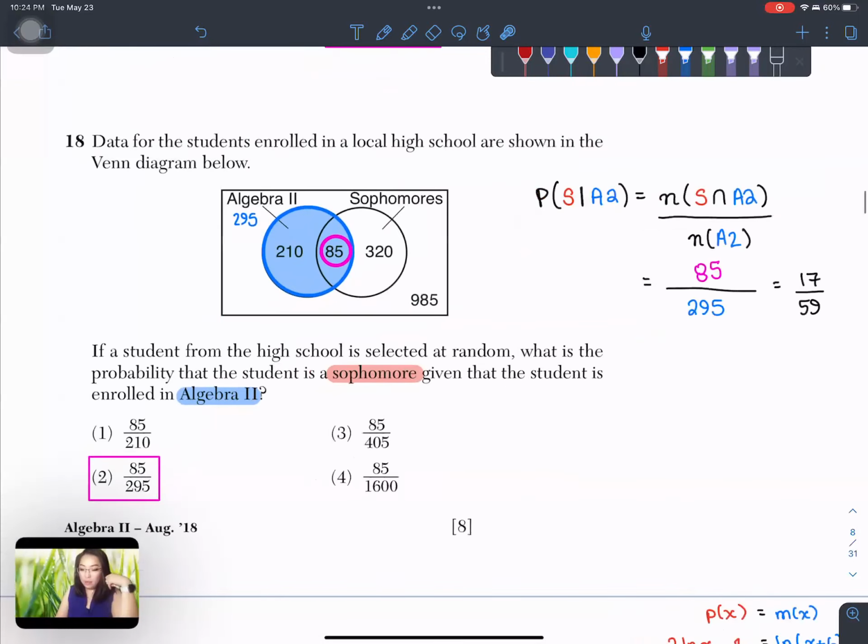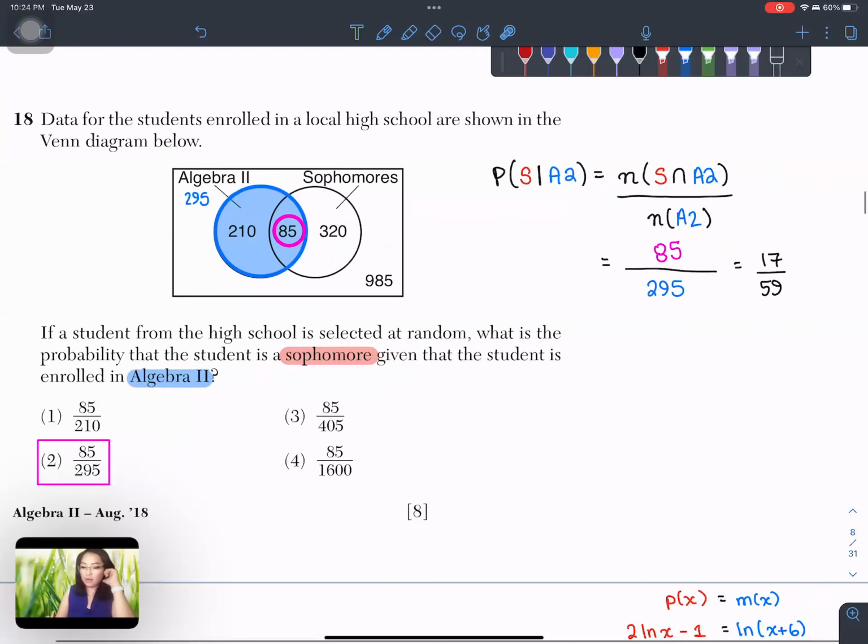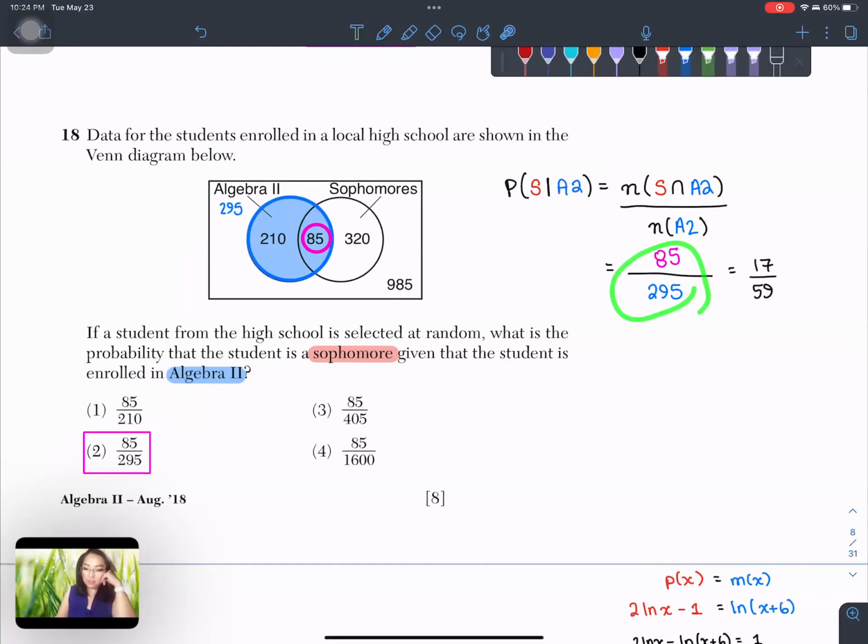18, look at that probability question that comes up, right? So you have to know that for an independent, I think it says independent, right? Does it say independent? Oh, no, I'm sorry. This is a given. So in a given question, you just have to do P of S given Algebra 2. So it's the number of sophomores in Algebra 2, that's 85, over the total number of Algebra 2 students, because this is a condition. And that's going to simplify to 17 over 59, but I think they have this answer, so that's that.